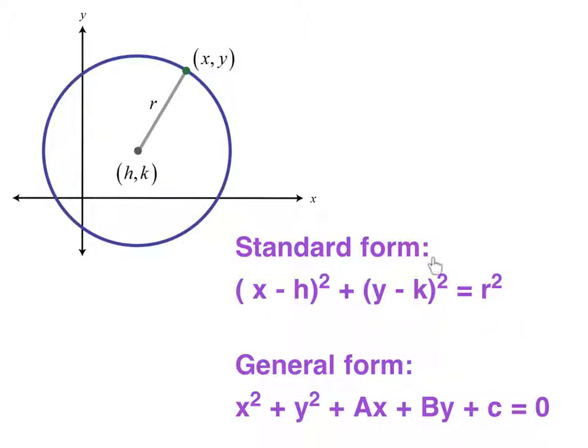Another way to do that is if I expand this whole thing and I move everything to one side, I get x squared plus y squared plus some a and b constant, so ax plus by plus a basic constant c equals 0. So those are the two forms that you'll see the equation of a circle.